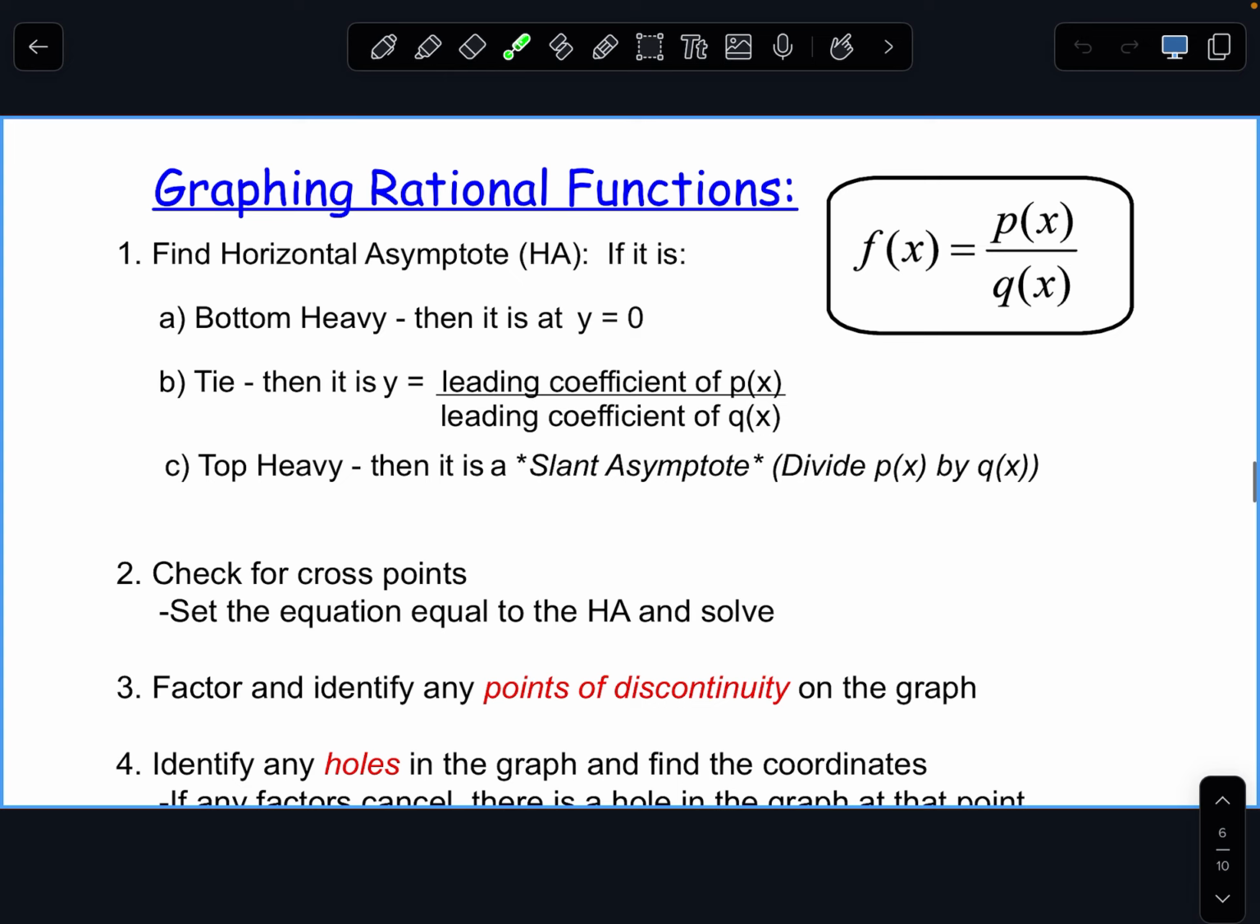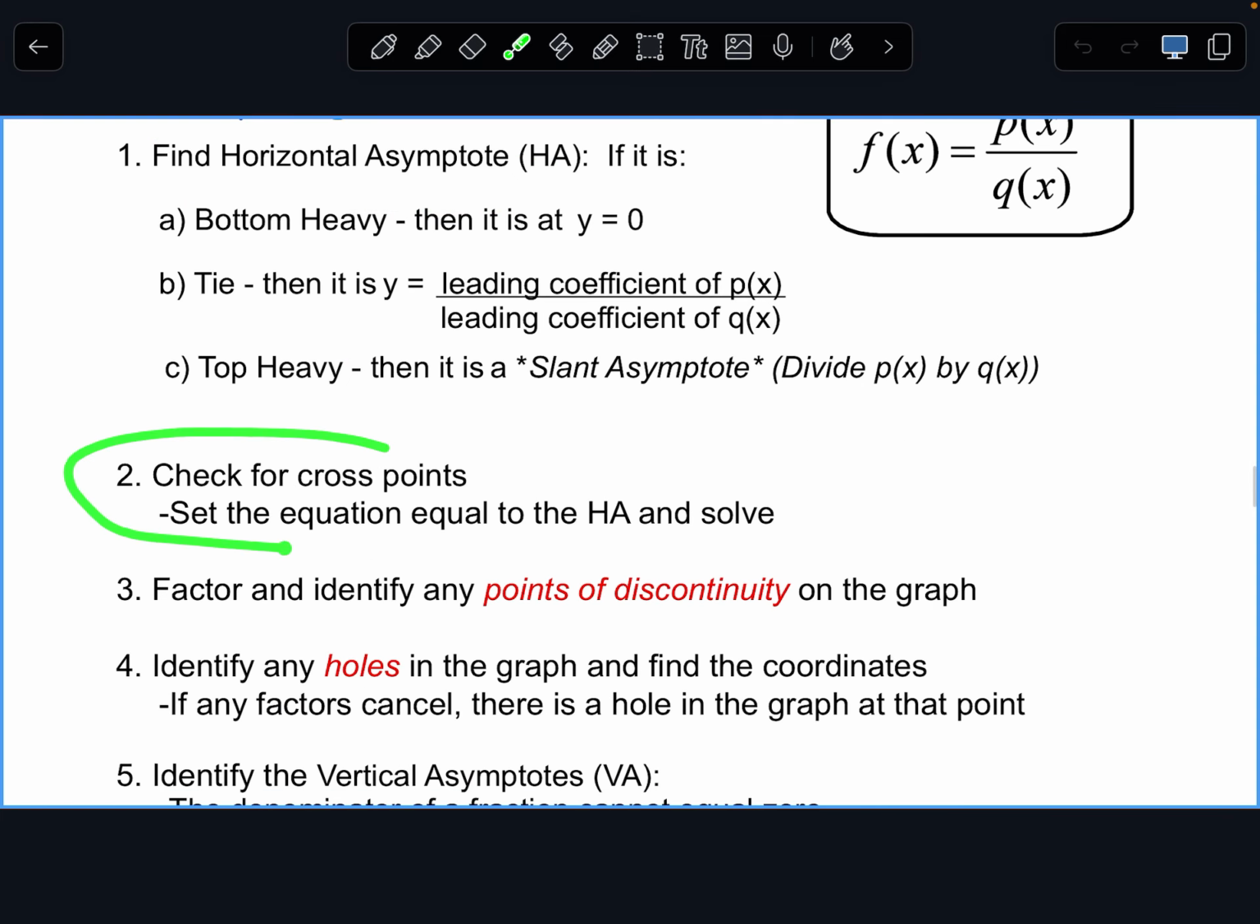Then I gave you the orange sheet here, the graphing rational functions kind of cheat sheet to help you walk your way through this. And I told you yesterday, I put this in order of how I would do the problems. Okay, number one thing, find your horizontal asymptote based on this criteria. Tomorrow, after we talk about cross points, that would be the second thing I would do. Okay? For now, we're going to skip it and go right on to the next part.